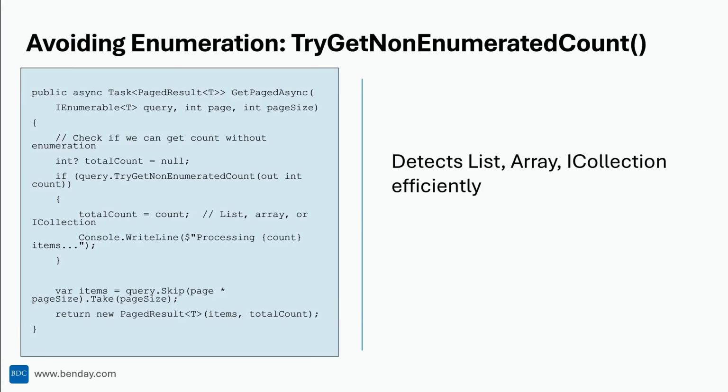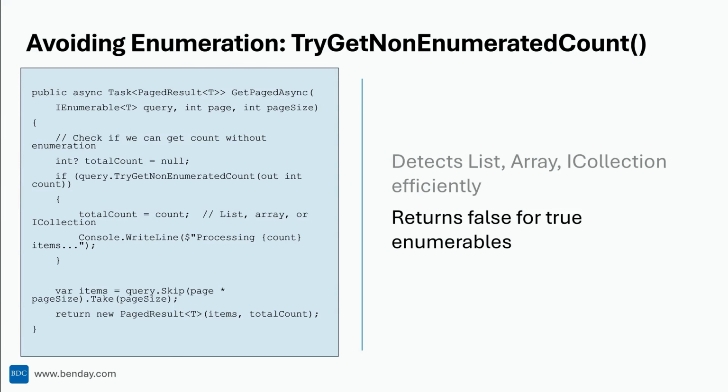If your IEnumerable is actually backed by a list, array, or any ICollection, TryGetNonEnumeratedCount returns the count immediately without enumeration. This is perfect for APIs that accept IEnumerable, but need to handle concrete collections efficiently. For LINQ queries, yield return methods, or database queries that haven't been materialized, it returns false, letting you know that getting the count would require full enumeration. This prevents accidentally triggering expensive database queries just to show a count.